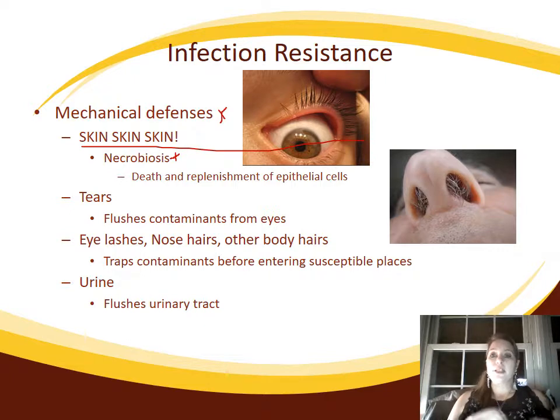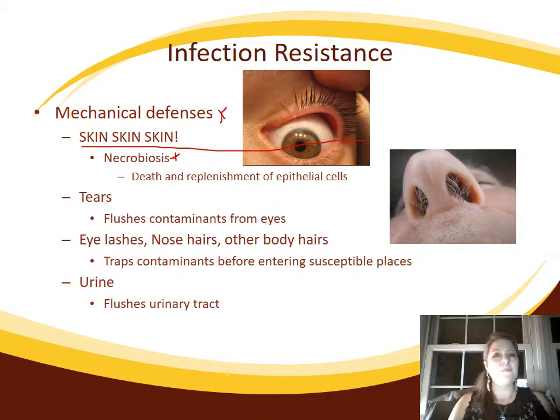So necrobiosis is the process in which your epithelial cells die off, slough off, and replace themselves on a regular basis. Average human is losing a ton of skin every day. In fact, the majority of dust that you're going to find in your house is going to be the product of skin sloughing. So every time you dust your cabinet, just think about the fact that you're just dusting a whole bunch of dead skin off.